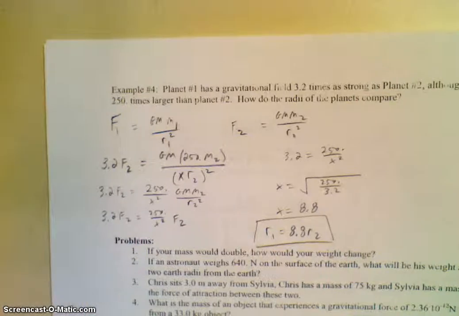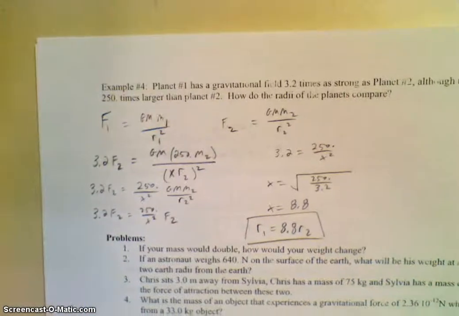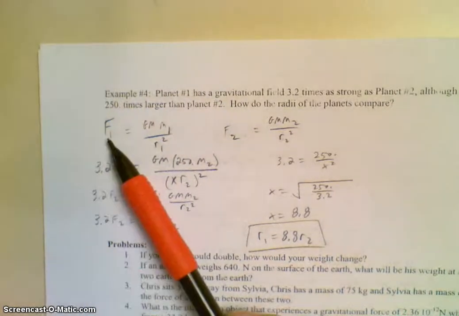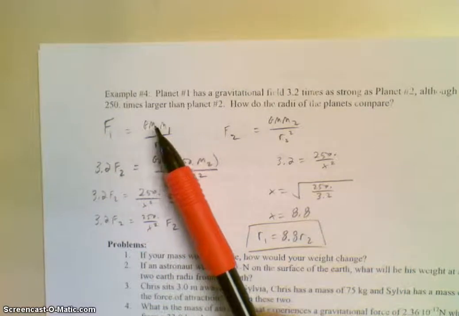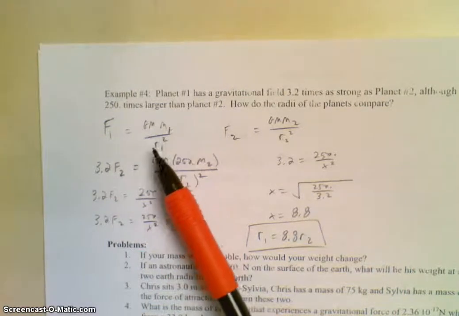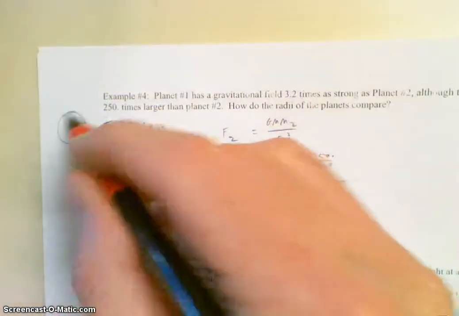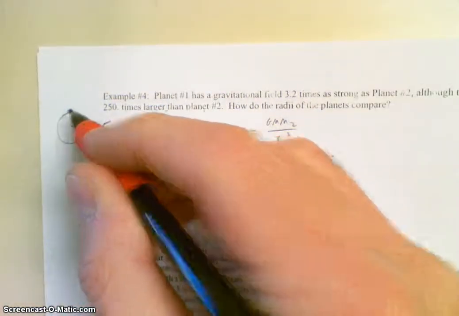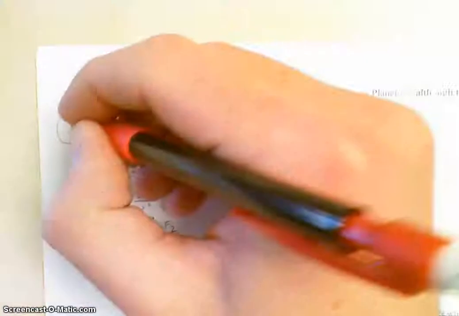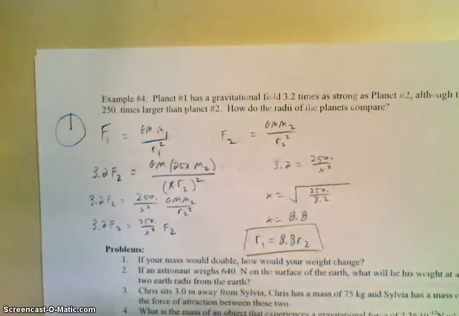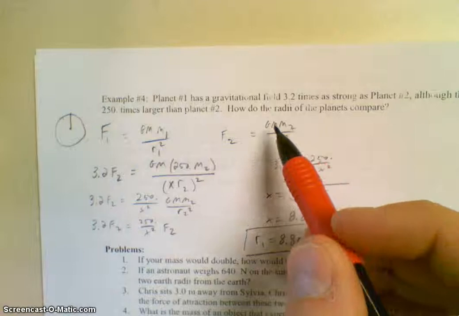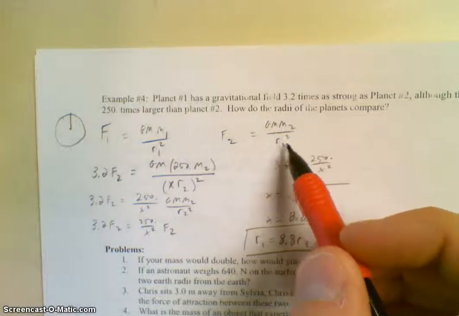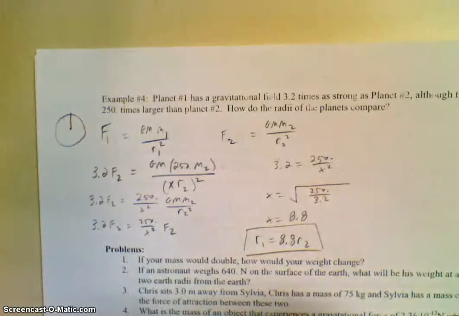Okay, here's the work. I'm going to talk you through it. Here's the force on planet 1. It's G times the mass of whatever the object is times the mass of planet 1 over the radius of planet 1 squared, because again the distance that we're discussing here is the distance from the center to an object on the surface, so that is a radius there. Same thing for planet 2: G times m times the mass of planet 2 over the radius of planet 2 squared.